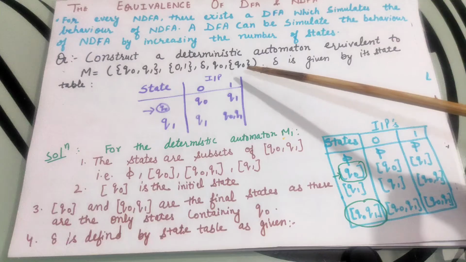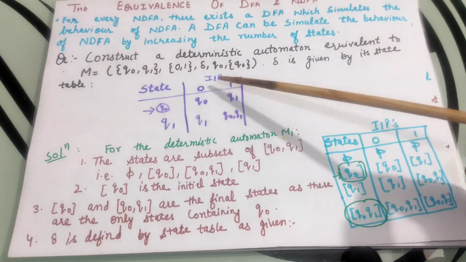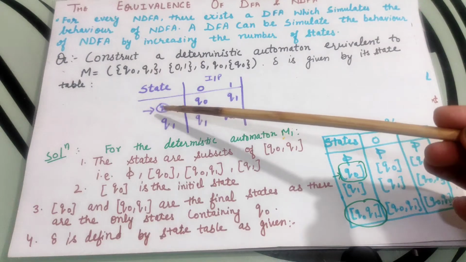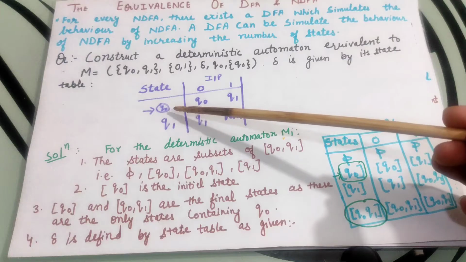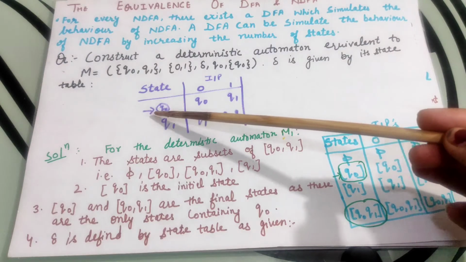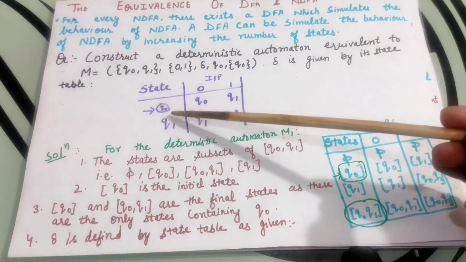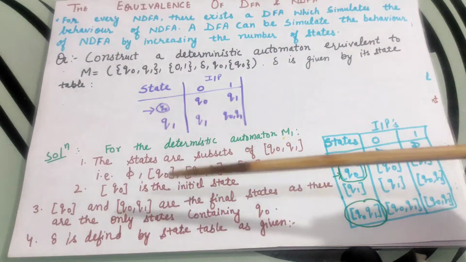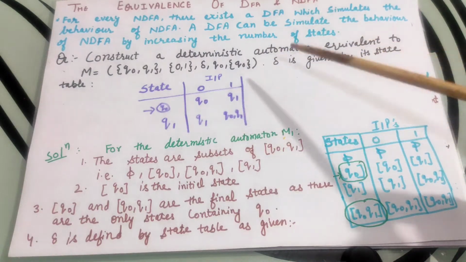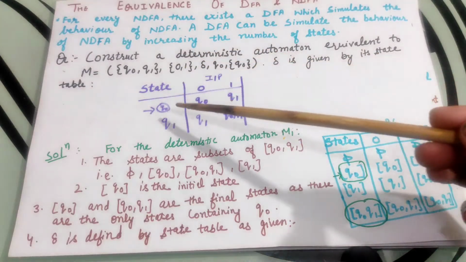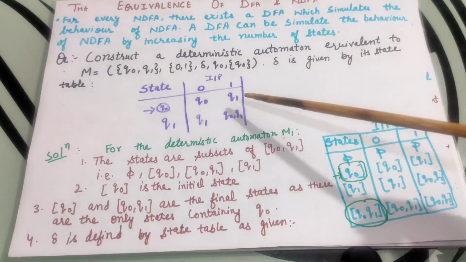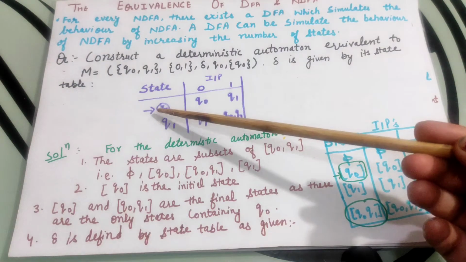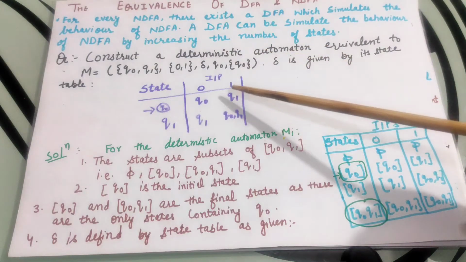This means in this NDFA, Q0 behaves as an initial state as well as a final state. That's why Q0 is represented with a double circle that shows it is a final state, and this arrow shows it behaves like an initial state. And the transition function is given by its state values shown in the transition table, like Q0 behaves as an initial and final state that I discussed earlier.